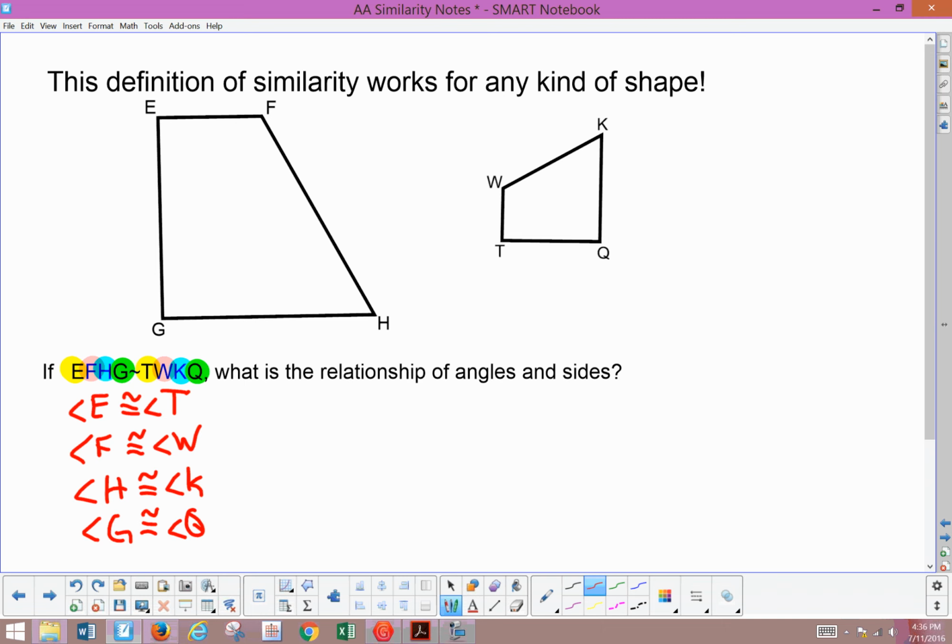Okay, so in my figure, E is congruent to T. F is congruent to W. H is congruent to K. And G is congruent to Q. And I can now easily see my angle matchups.